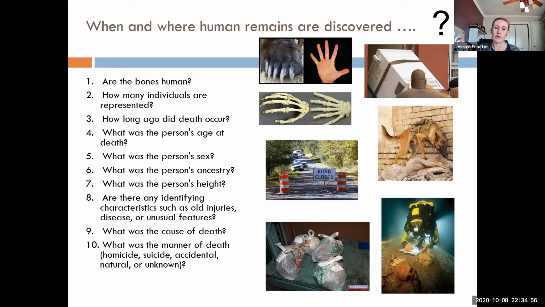How long ago did death occur? Did these humans recently die, or have they been dead for years, decades, hundreds of years, thousands of years, millions of years? What was the person's age when they died? Were they juvenile? Were they young adult? Were they older adult? Were they elderly? What was the person's sex, biologically male or female?